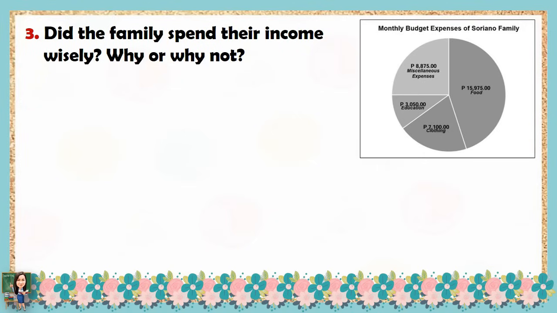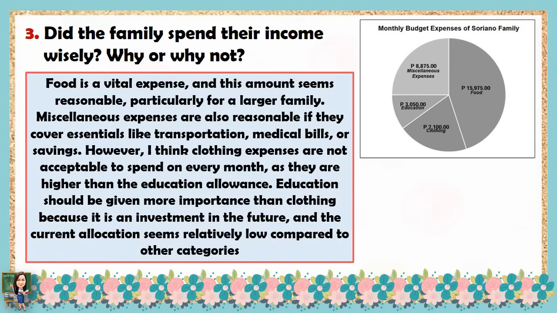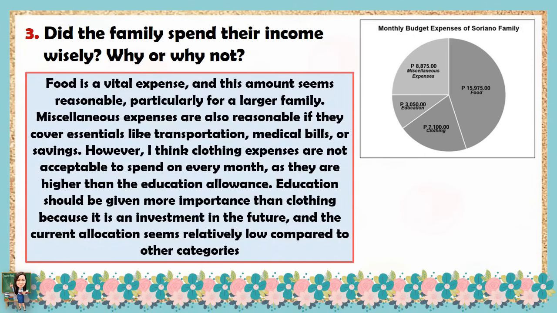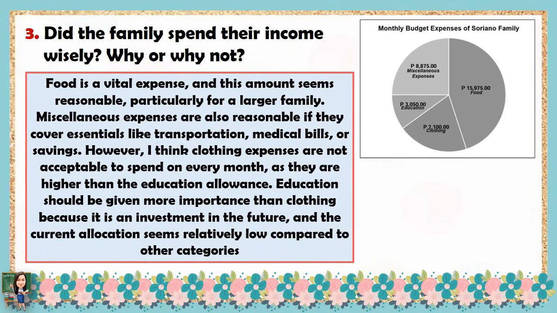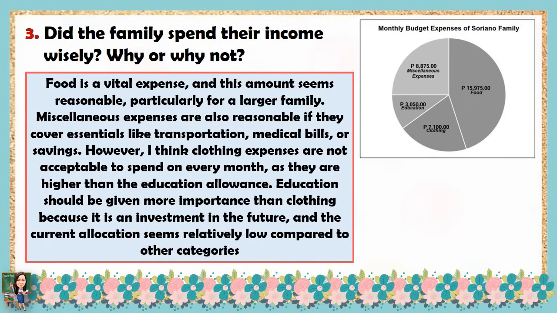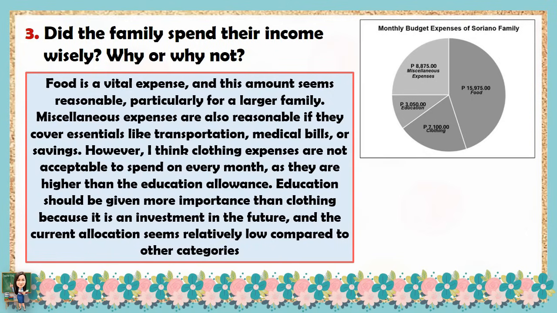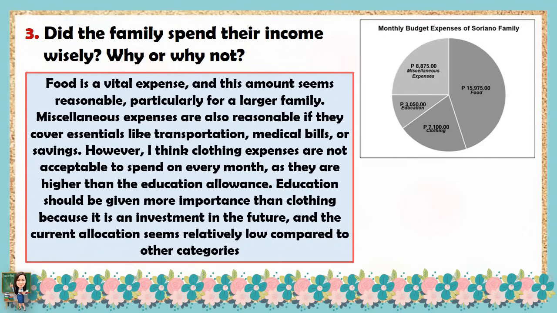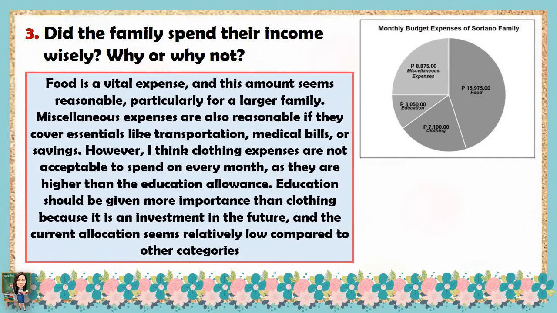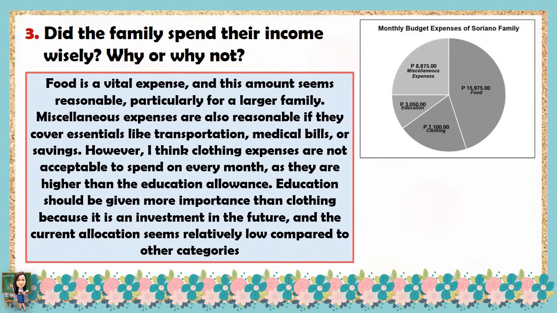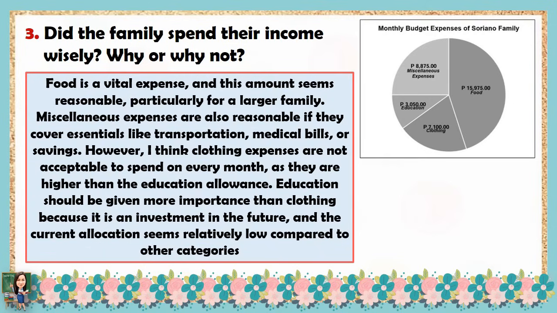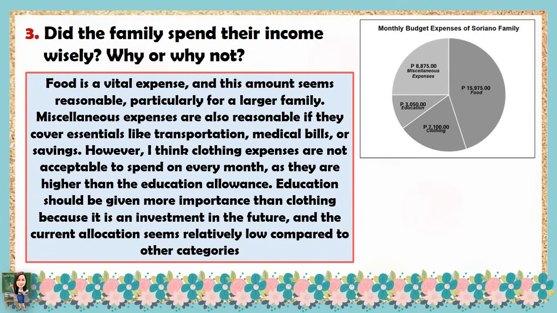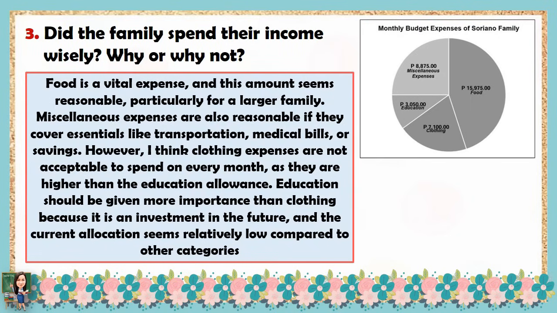Why or why not? For me, my answer is, food is a vital expense and this amount seems reasonable, particularly for a large family. Miscellaneous expenses are also reasonable if they cover essentials like transportation, medical bills, or savings. However, I think clothing expenses are not acceptable to spend on every month as they are higher than the education allowance. Education should be given more importance than clothing because it is an investment in the future, and the current allocation seems relatively low compared to other categories.